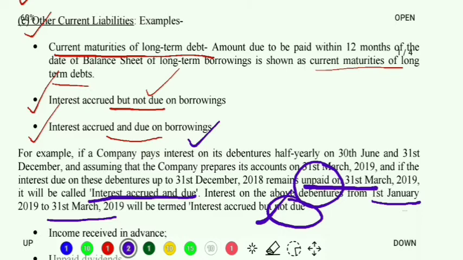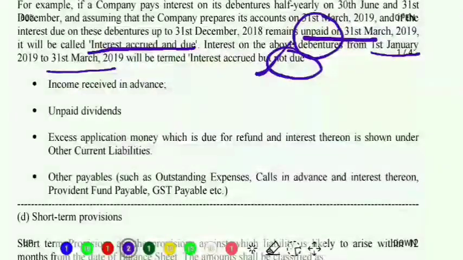Now let's move forward. If we move forward, we see some more examples, like income received in advance. Definitely that is also my current liability. Unpaid dividend. I had the liability to pay the dividend, but I did not pay. So that is a liability on my side, unpaid dividend. Excess application money which is due for refund and interest thereon is shown under other current liabilities.